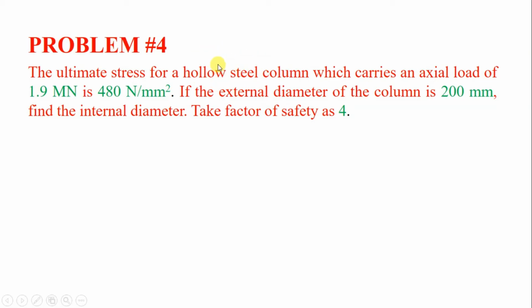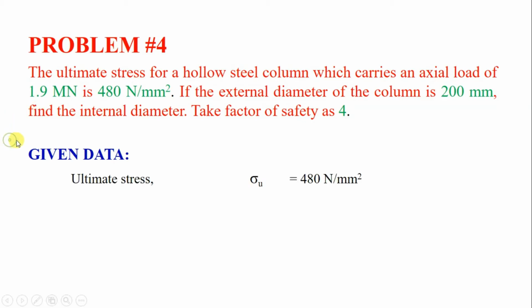So as in the previous problem, just pi by 4 d square is not enough. We have to take the area of the hollow section as pi by 4 into capital D square minus small d square. That is the difference between the previous problem and this, where capital D is your external diameter and small d is your internal diameter.